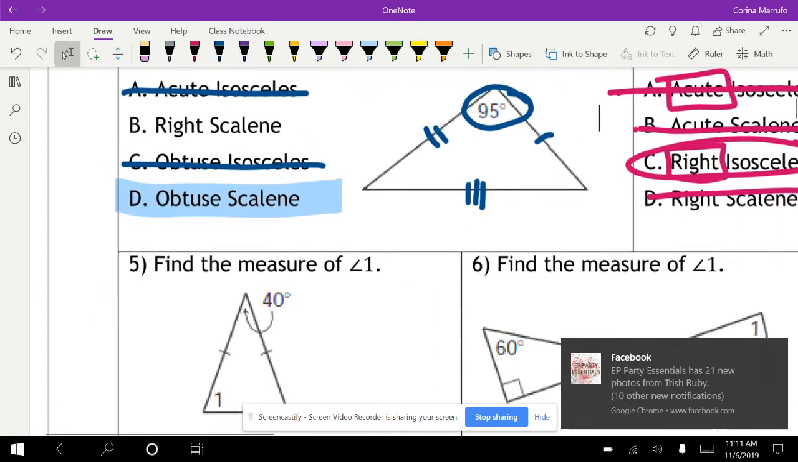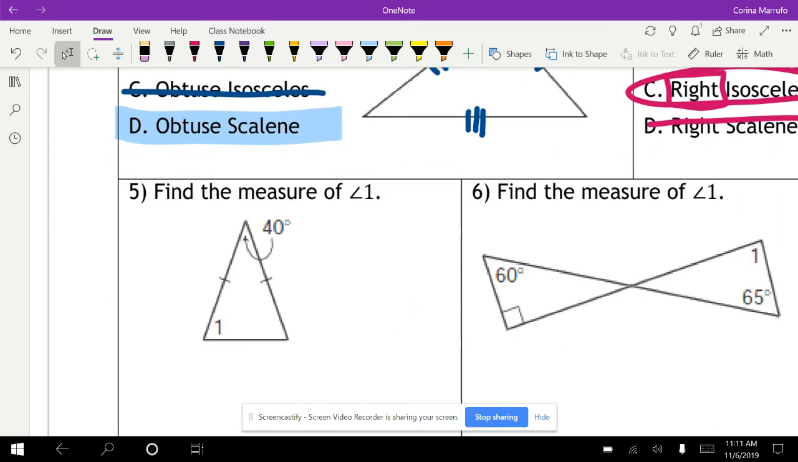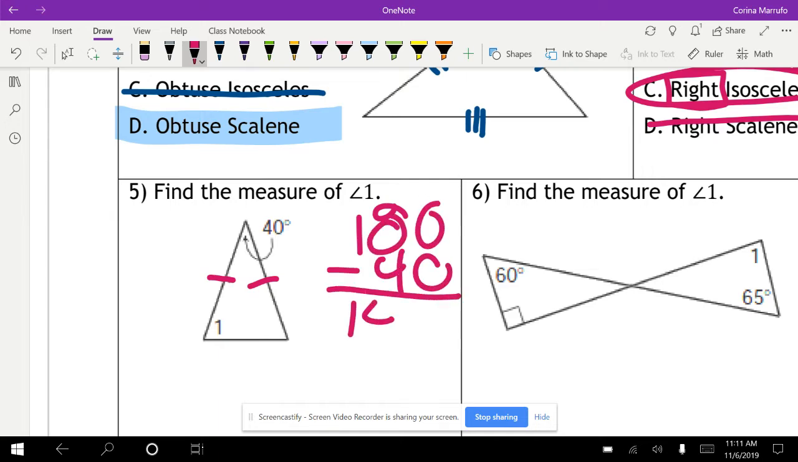So it says find the measure of angle 1. Here they tell us this angle is 40 degrees and they tell us these two angles are the same. So I am going to take 180, subtract the 40, and that gives me 140. Then I divide it by 2 and that means angle 1, and this angle directly across from it, is also 70 because of these two sides being the same. So the measure of angle 1 equals 70.